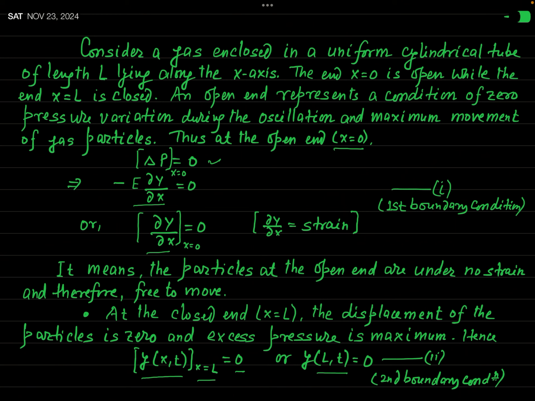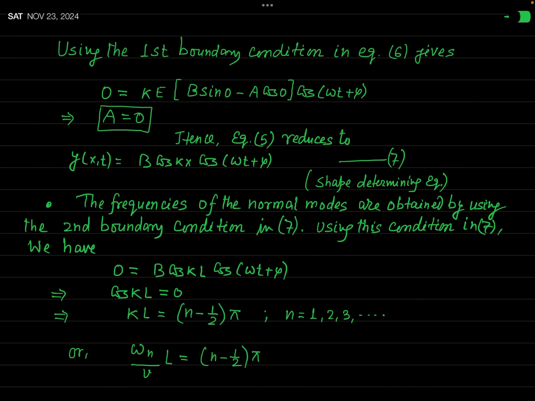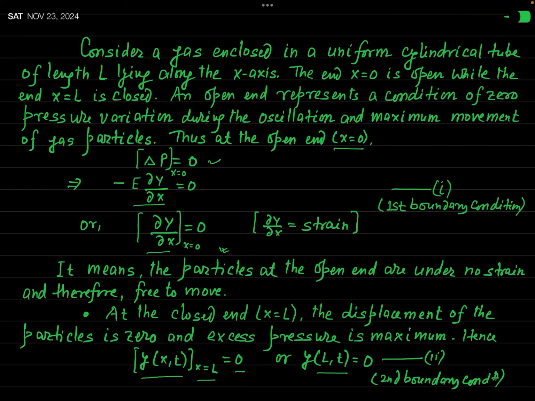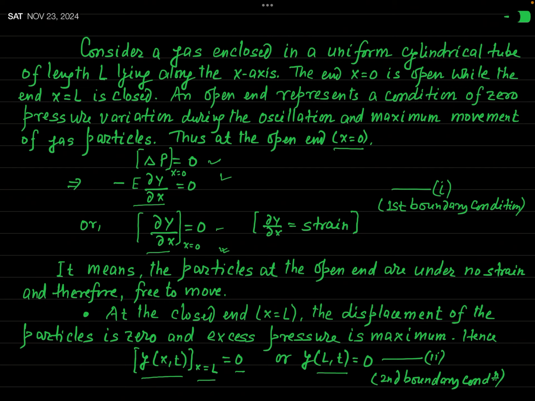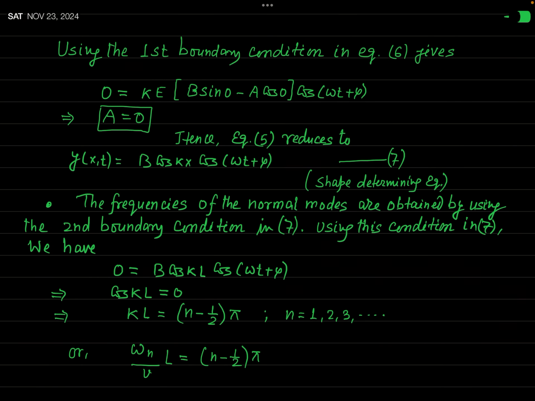Actually, this second boundary condition will be used to find the normal mode frequencies, and this first boundary condition will be used to find the constant A. So now let us apply this first boundary condition to the equation we have defined as equation number 6. When you apply the first boundary condition, that is delta P is equal to 0, on equation 6, what will be your result?